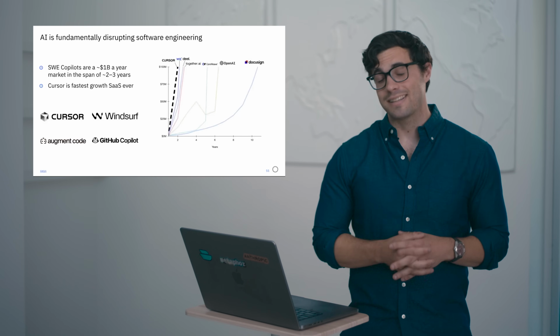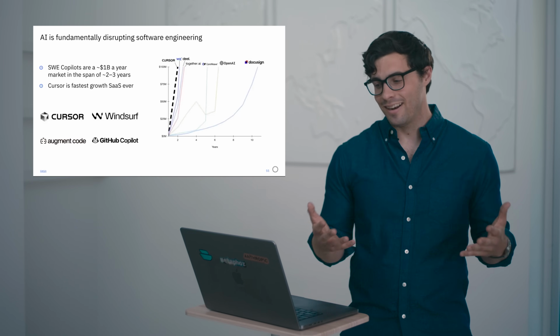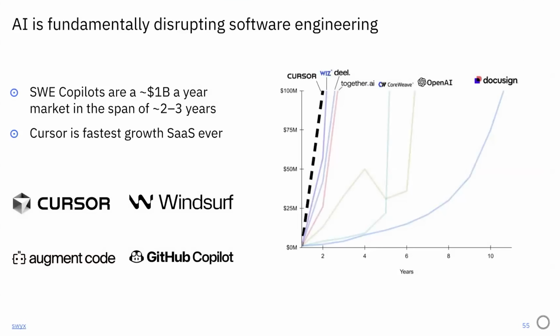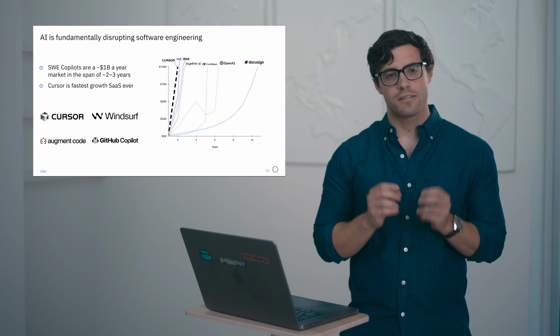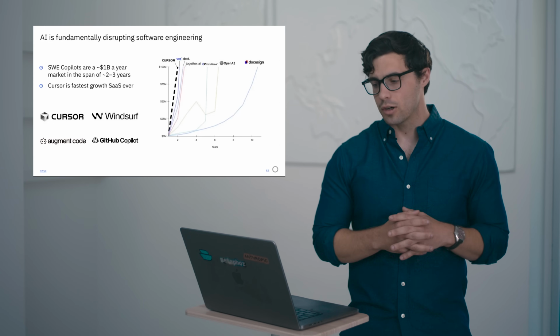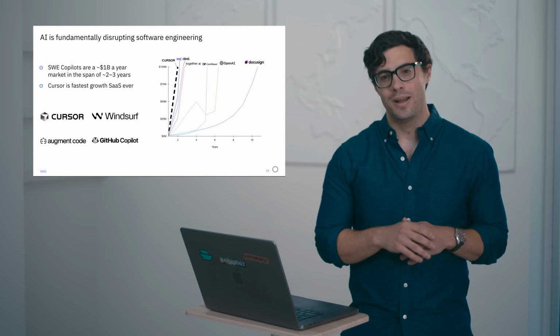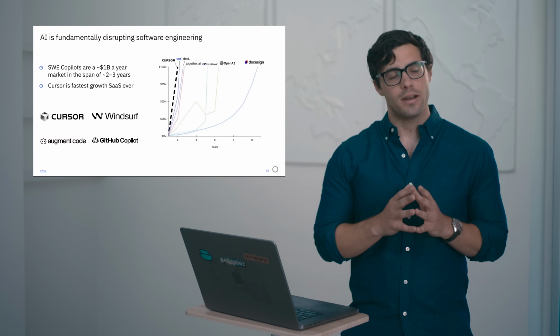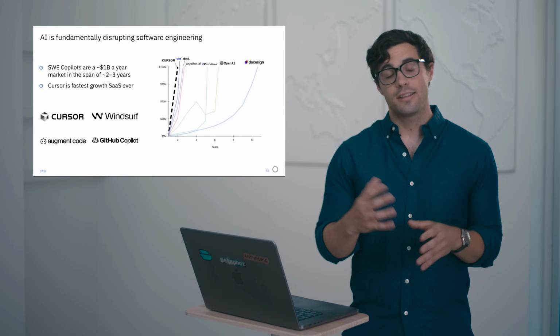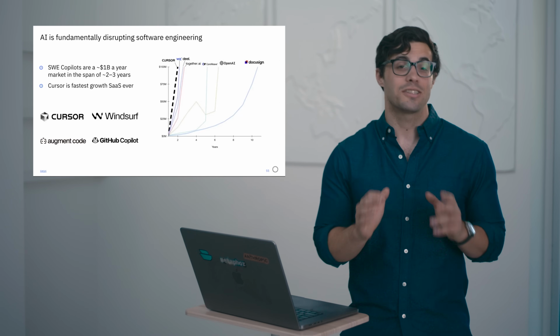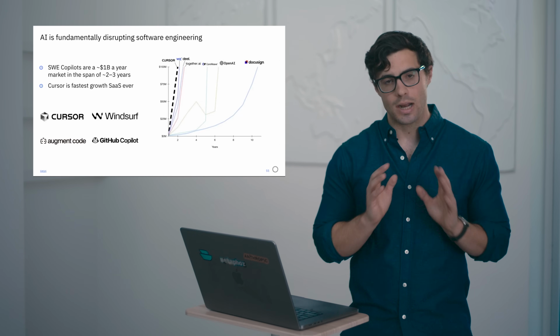The second key use case that you might have heard about is software engineering. You've probably heard of products like Cursor, Windsurf, Augment, or GitHub Copilot. The degree to which AI is disrupting software engineering is really hard to convey. So first of all, this is the fastest growing market of all time. Cursor is the fastest growing SaaS company ever. They hit $100 million in annual revenue in less than 2 years. And if you look at the market in aggregate, it's an over $1 billion a year market in just a span of 2 to 3 years, which is unprecedented.